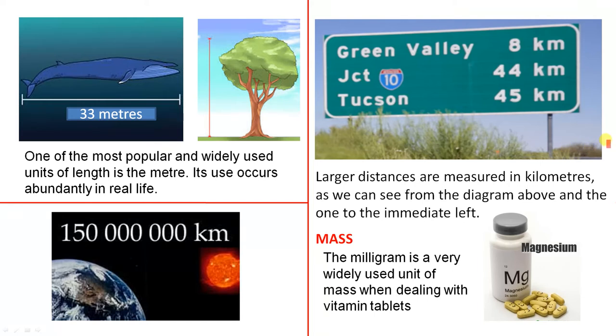Larger distances are measured in kilometres. As we can see from the diagram above, it tells us the distances of various towns. And when we use distance in space, we can use kilometres, as long as the distance is not very, very large. But for example, the distance from the Earth to the Sun, or the Earth to the Moon, we can definitely use kilometres.